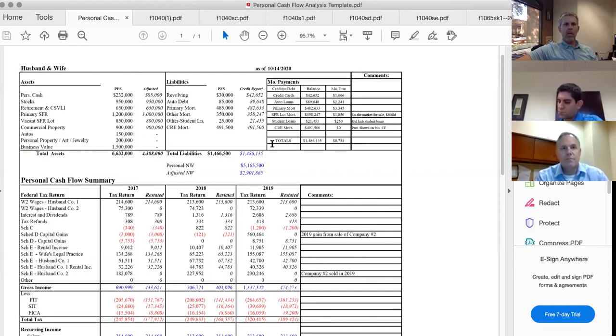Got it. And then over here, you're looking at all their personal liabilities. Correct. So how much they're cutting a check for every month. Make sure that's all copacetic.